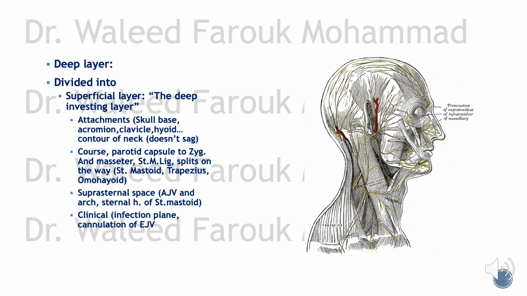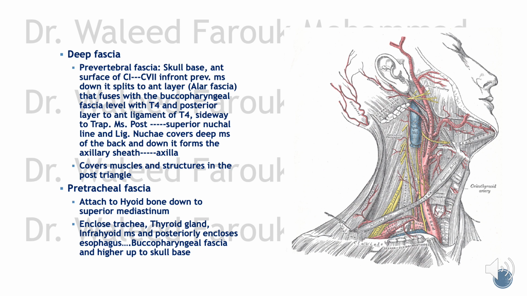Also, it splits to enclose the sternocleidomastoid muscle. Down there in another image, see this, the omohyoid muscle, the muscle that comes from the scapula downwards and goes up to the hyoid bone. The investing layer sends a slip that fixes the lower belly of the omohyoid muscle to the clavicle. That's why it has two heads and the central tendon.